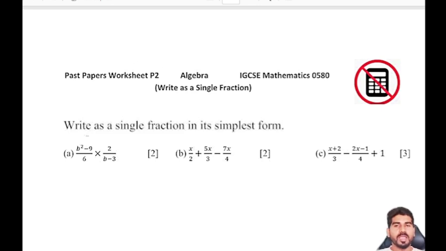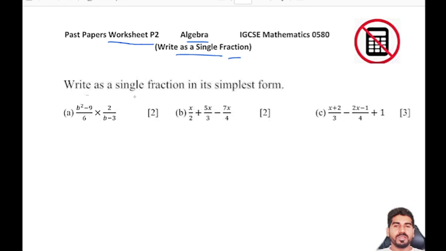Today we're going to start a Cambridge IGCSE Mathematics past paper worksheet of topical questions related to algebra and writing as a single fraction. In this worksheet, we will try to solve some questions related to writing an algebraic expression as a single fraction. There is a question: write as a single fraction in the simplest form.